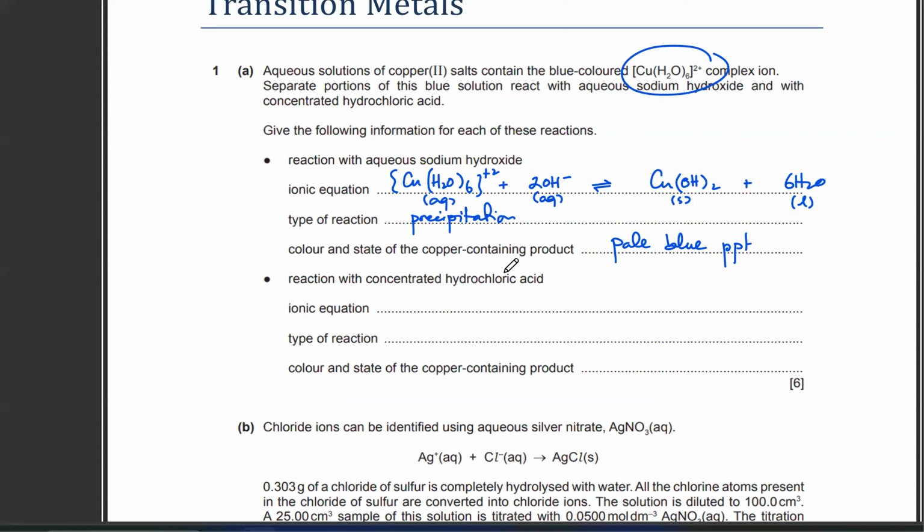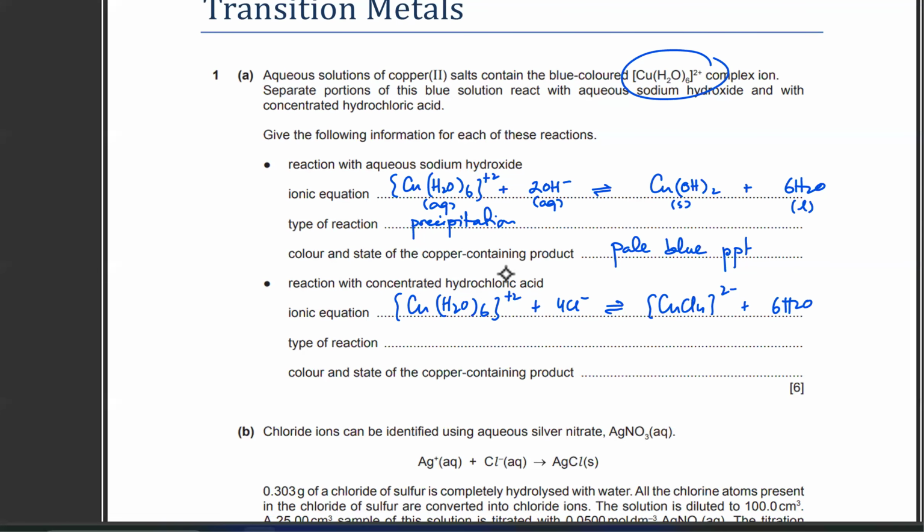I said next one, if you add HCl, what happens? What's produced? So it will be CuCl4. Okay, so +2, and 4 Cl ions are going to come in and knock out the water molecules. It's going to become CuCl4 2 minus, and the 6 water molecules are going to get knocked out. And this is ligand exchange. And the color of the complex is greenish yellow.